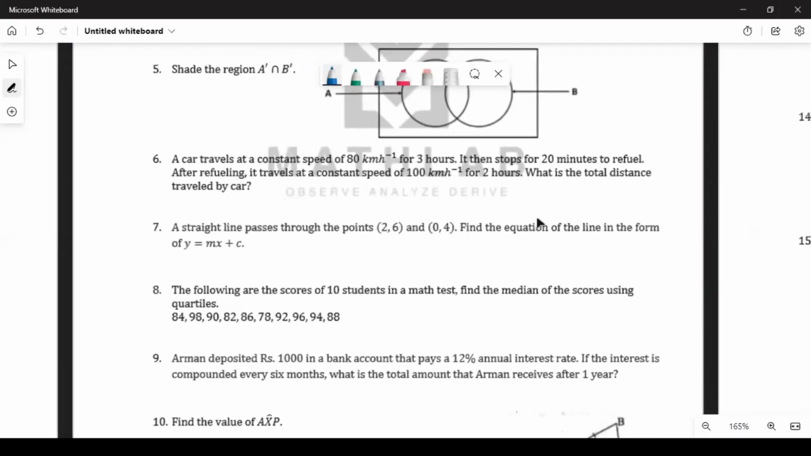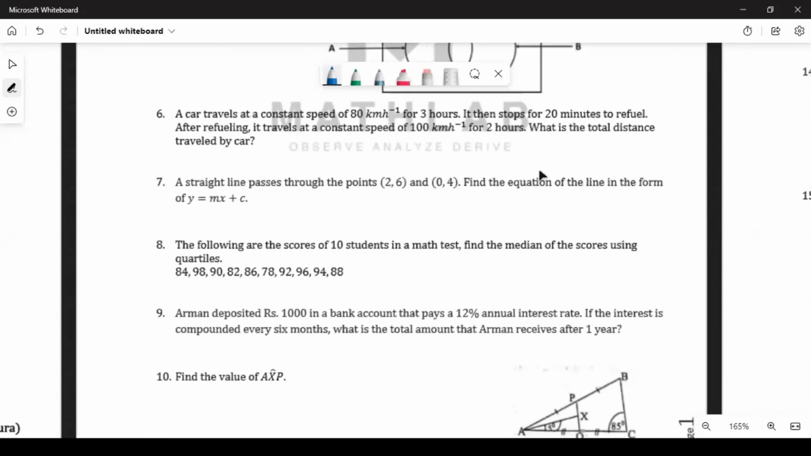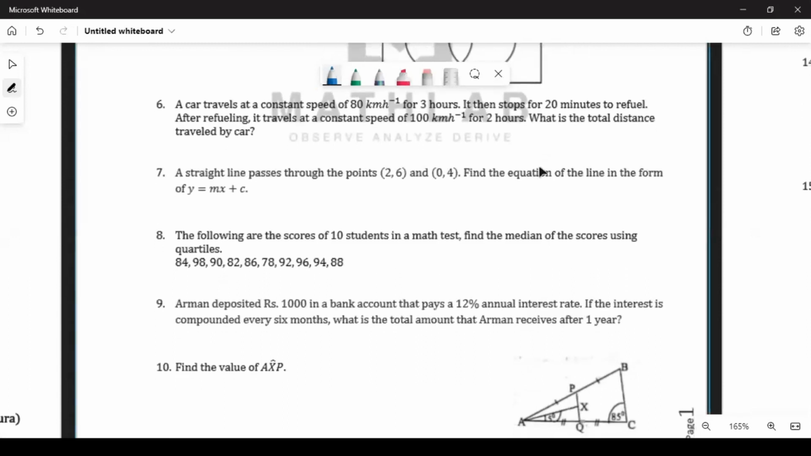Next question. To solve question number 6, you can use the formula, or else you can use logical thinking also. If you use the formula, you can get the answer. If you logically think and get it, that's also possible. Okay.